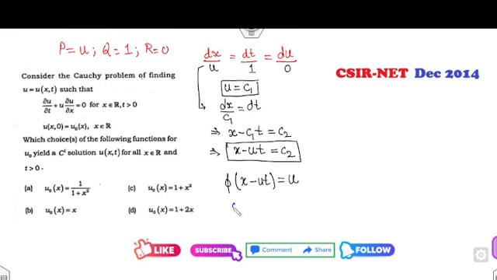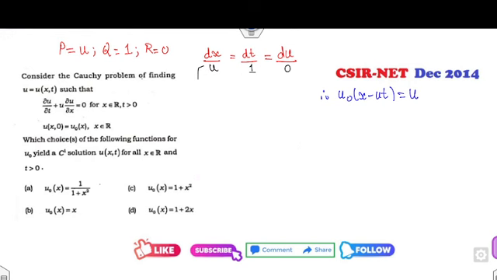Apply the initial condition. At t equal to 0, u will be u0 of x. Substitute this value in the given equation. So you will get u0 of x minus ut is equal to u. Fine. Therefore, the solution is u(x, t) is u naught of x minus ut. This is my solution.